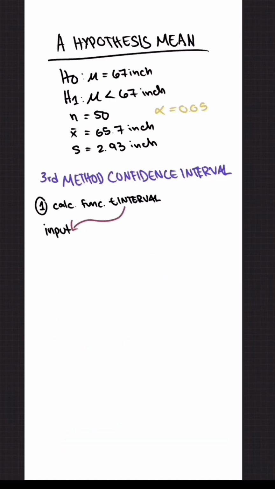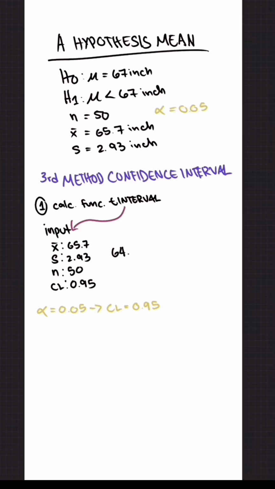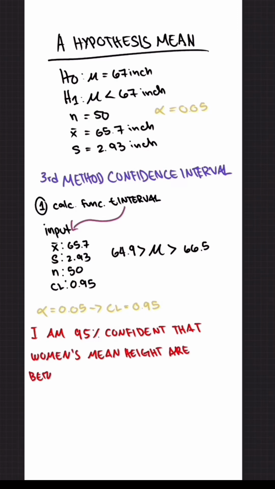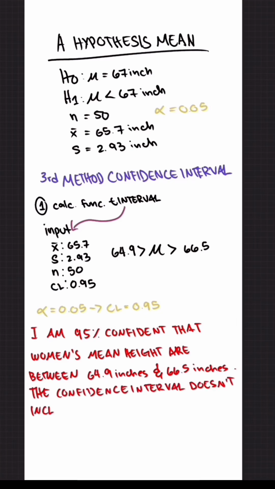The last method is confidence interval. Using t-interval for this one, the inputs are sample mean, sample standard deviation, sample size, and the confidence level. The interval will give us 64.9 and 66.5. Since the hypothesis mean of 67 inches does not fall within this interval, this final method also supports rejecting the null hypothesis.